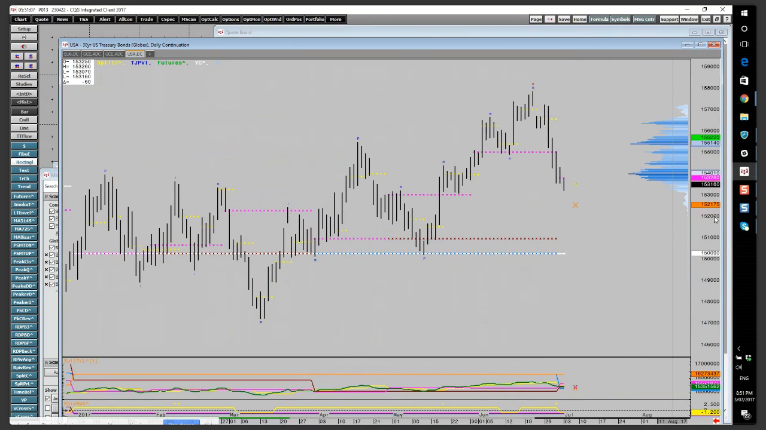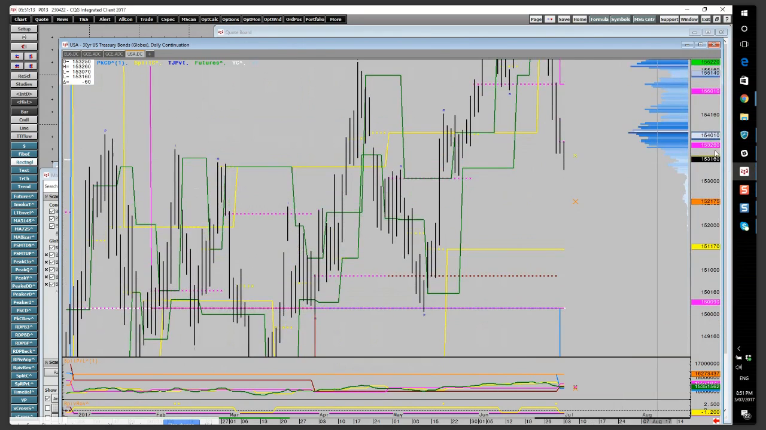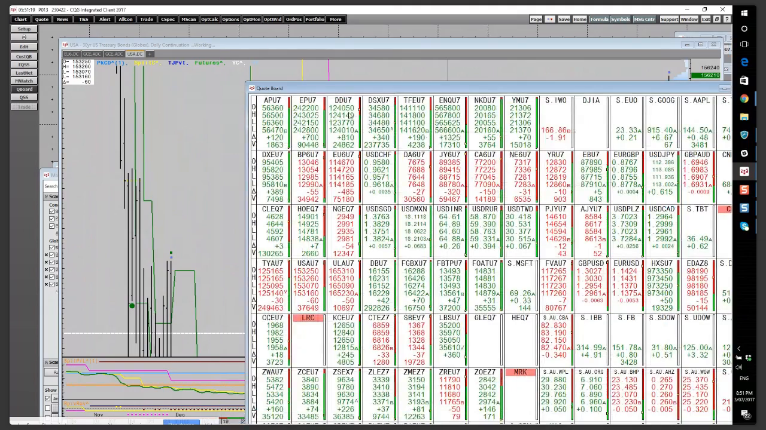So let's just add in support and resistance here and see what that's telling us. Sorry, folks, the computer's got a mind of its own at the moment. Just bear with me.